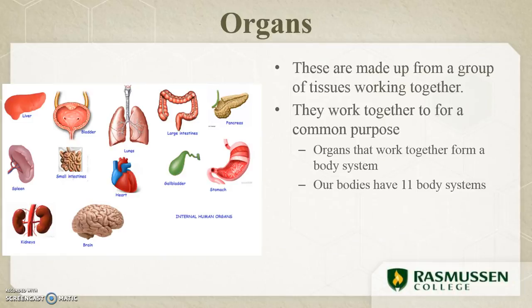The last piece that we talk about is your organs. Now, organs are similar to that of tissues, and they are made up of a group of tissues, cells working together. Organs are created to form groups of tissues that have a similar function. So you have a group of tissues that can make up your liver, your bladder, your lungs, your large intestine and your small intestine, your pancreas, your spleen, your heart, your gallbladder, your stomach, your kidneys, and your brain.